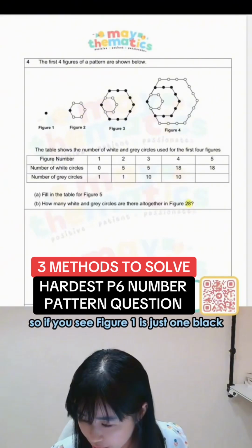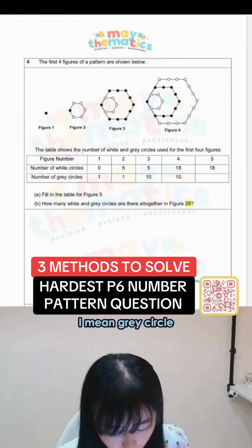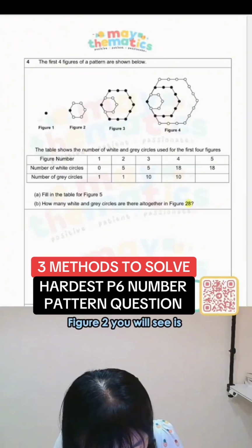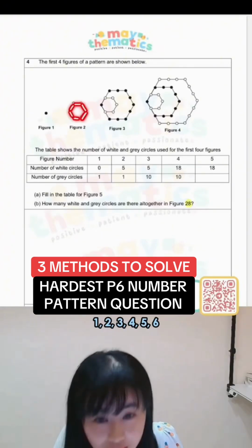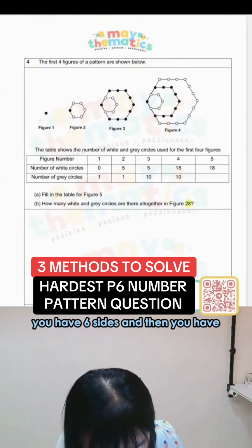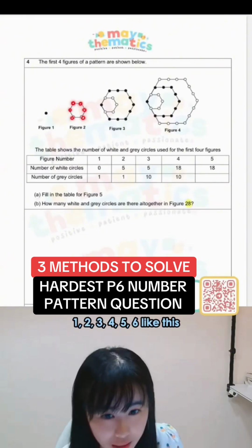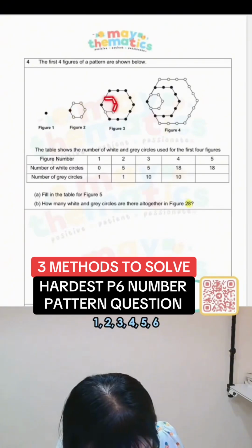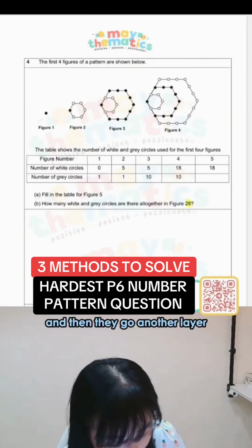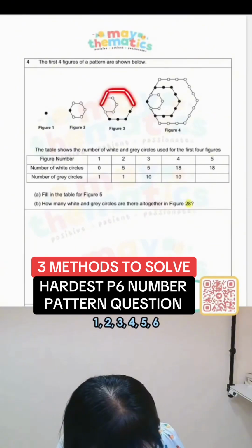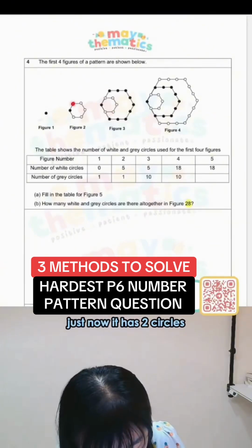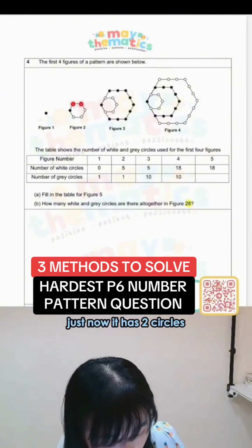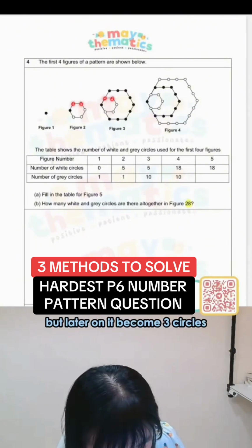So if you see, right, figure 1 is just one gray circle. Figure 2, you will see is 1, 2, 3, 4, 5, 6. Okay, you have 6 sides, and then you have 1, 2, 3, 4, 5, 6, like this. Then figure 3, you see 1, 2, 3, 4, 5, 6. And then they go another layer, 1, 2, 3, 4, 5, 6. Just now, it has 2 circles here in this layer, but later on it becomes 3 circles.